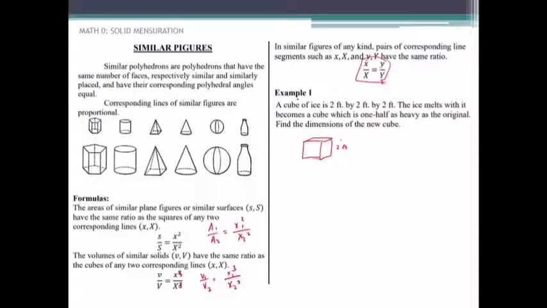The ice melts until it becomes a cube which is 1/2 as heavy as the original. Find the dimensions of the new cube.